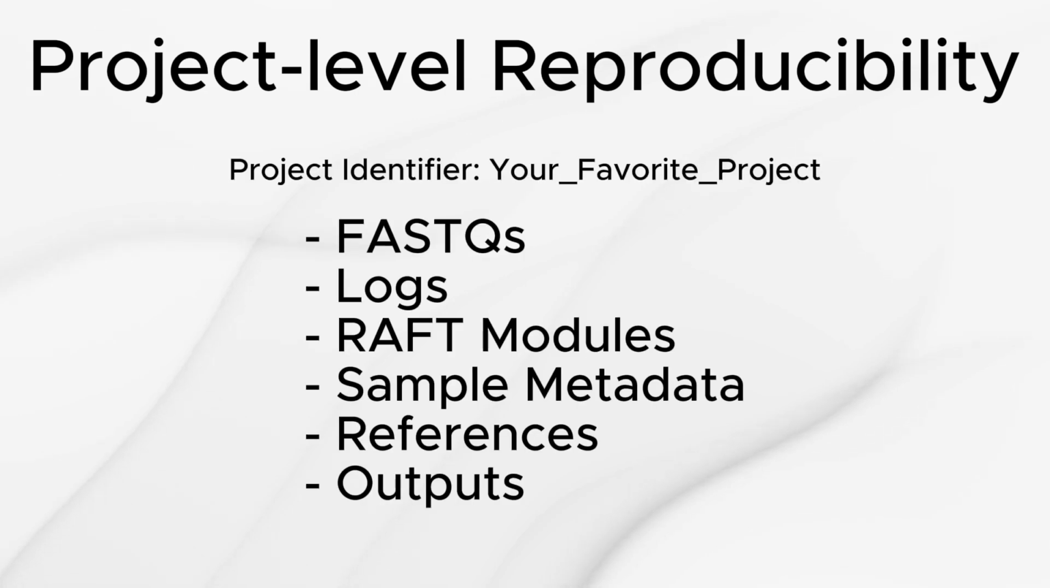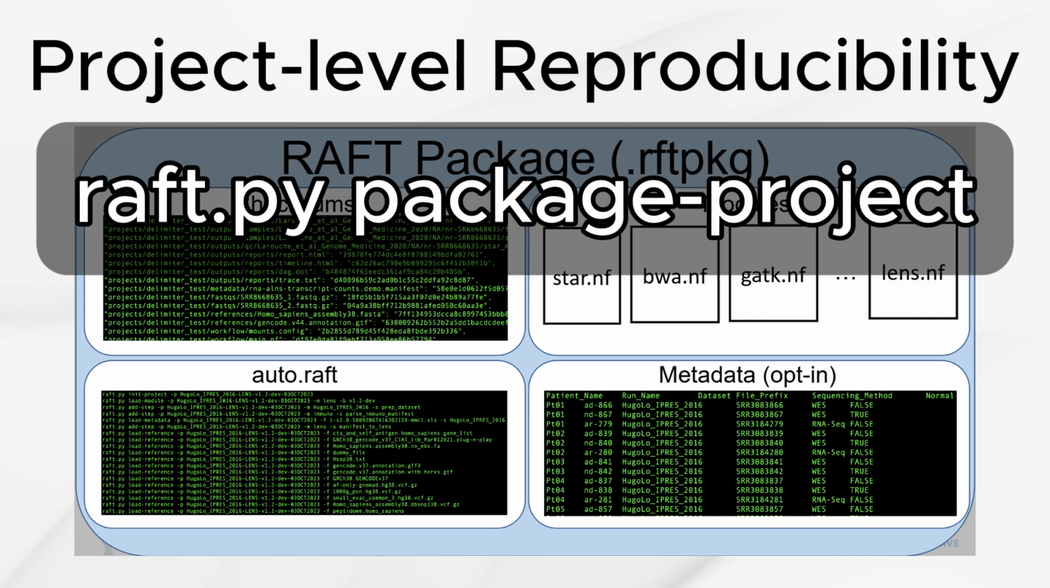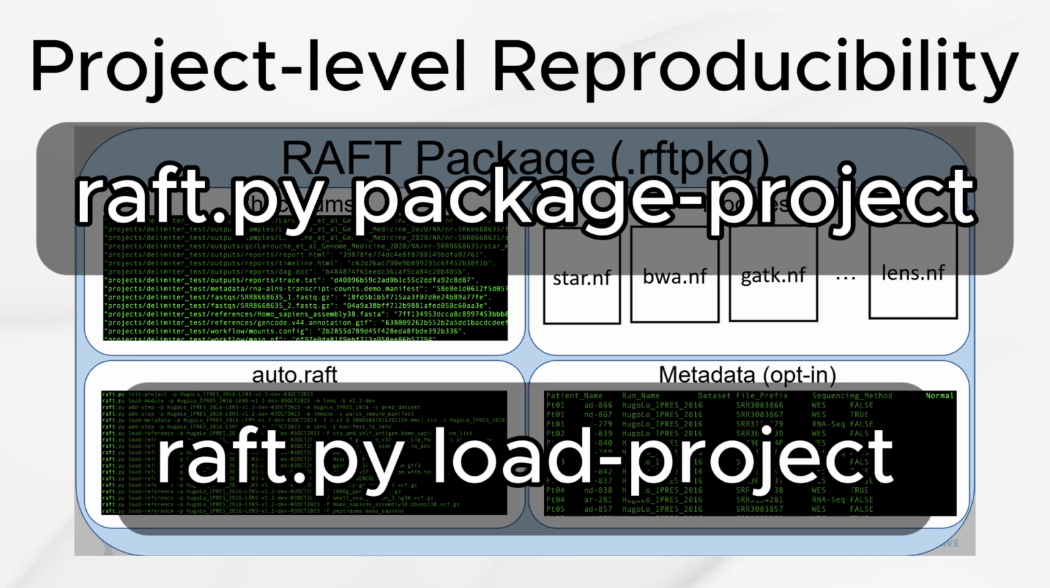And finally, principle number 5, project-level reproducibility. RAFT uses the project structure we talked about earlier to bundle everything into what we call a RAFT package. This package contains all the files, modules, parameters, and metadata needed to reproduce a workflow later, even on a completely different system. You create it with RAFT's package project mode, and reload it using RAFT's load project mode. It's a simple and powerful way to ensure long-term reproducibility.